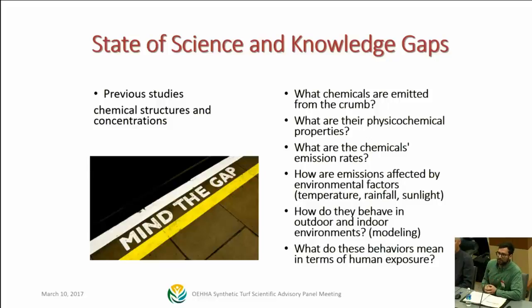How are these emission rates affected by environmental factors such as temperature, rainfall, sunlight? And what does that mean in terms of behavior? How do these chemicals behave in outdoor and indoor environments? And how does that in the end link to human exposure?